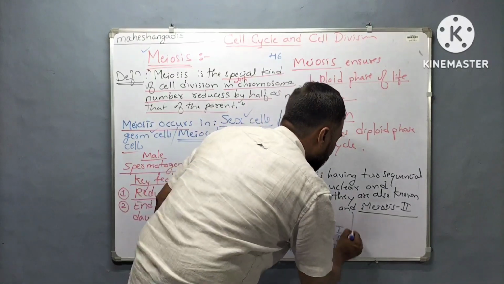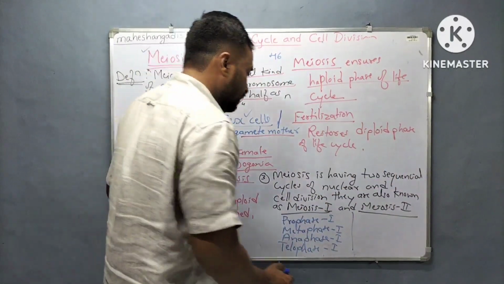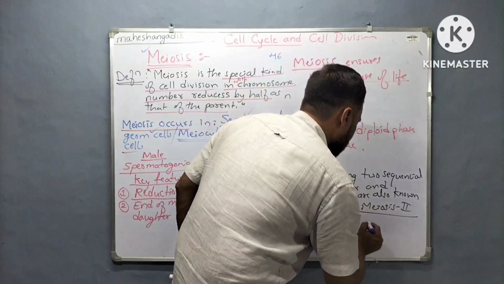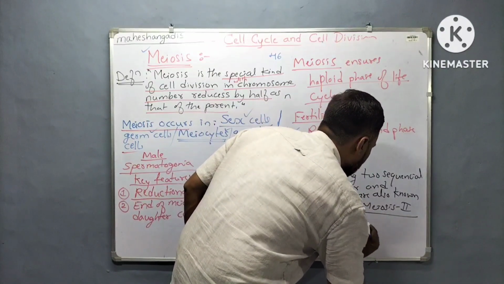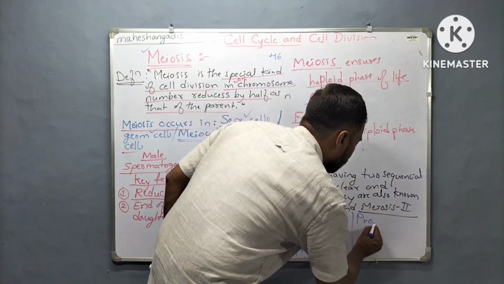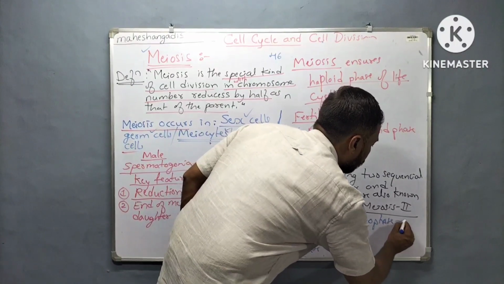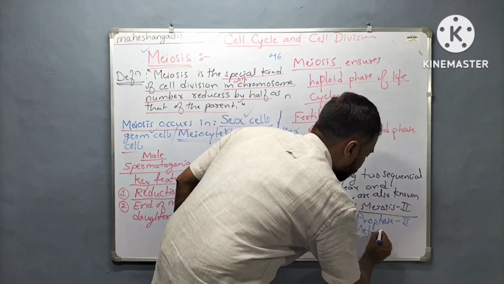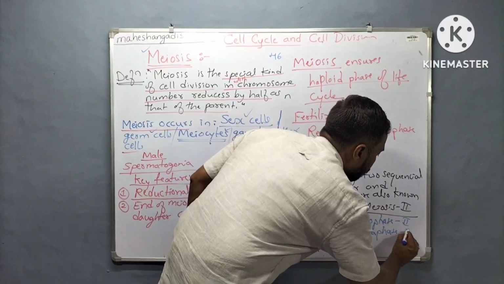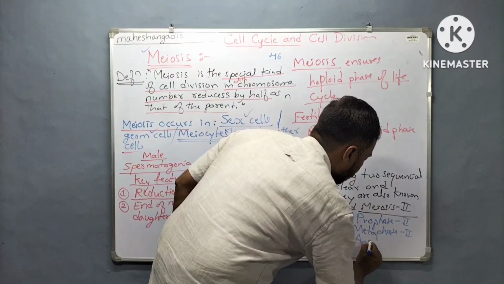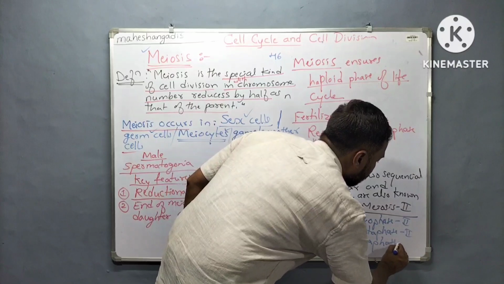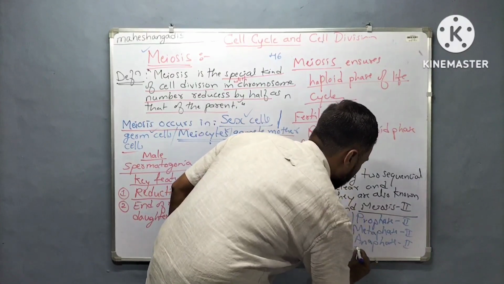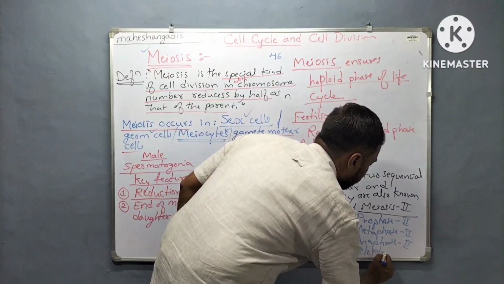Okay, in case of meiosis 2, again there are 4 phases, just the same as this, but the number is going to be 2. See here: prophase 2, metaphase 2, then anaphase 2, and lastly telophase 2.